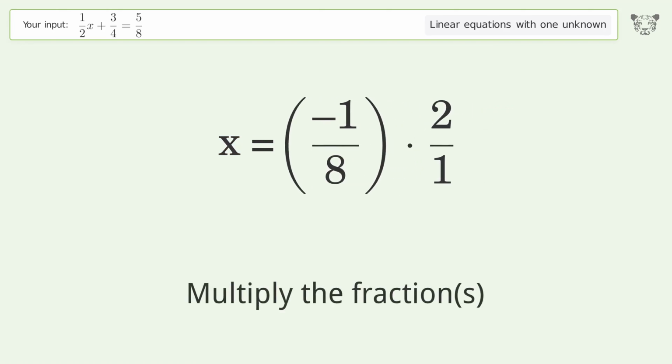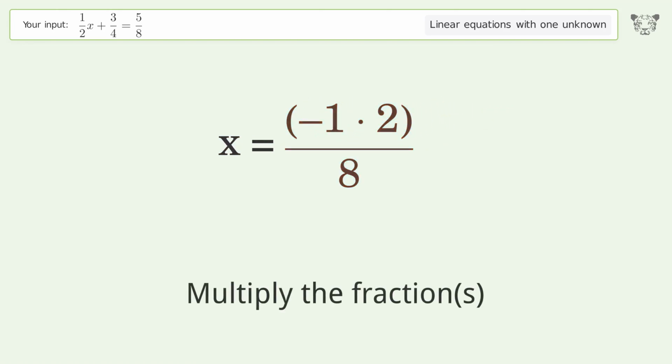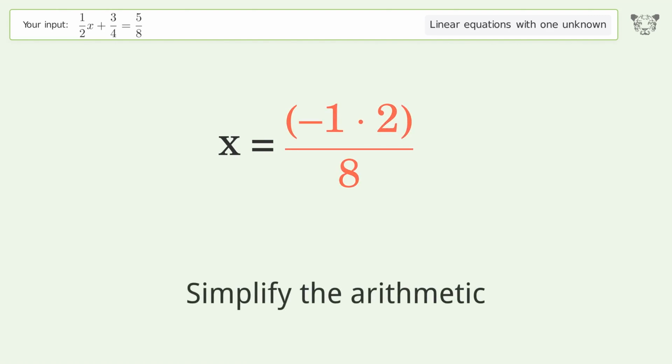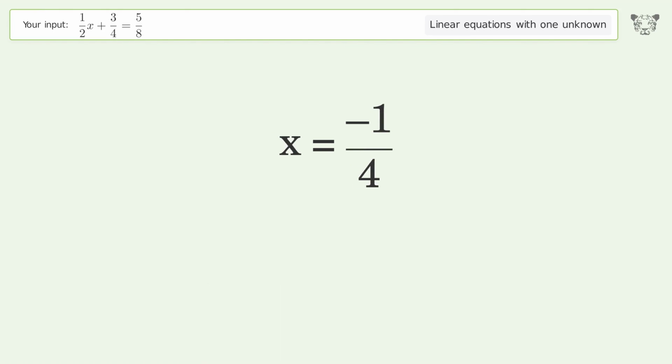Multiply the fractions. Simplify the arithmetic. And so the final result is x equals -1/4.